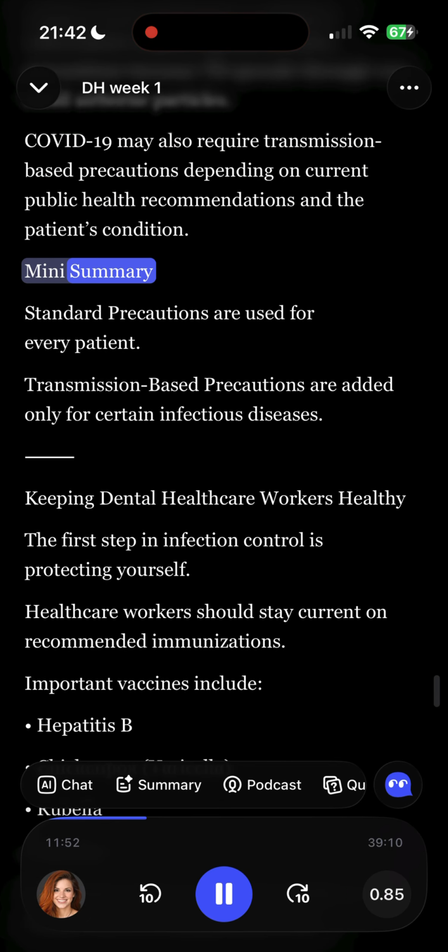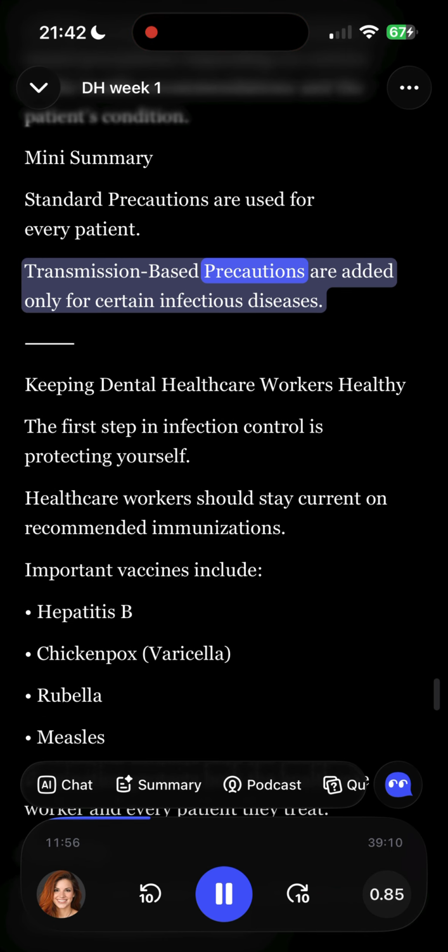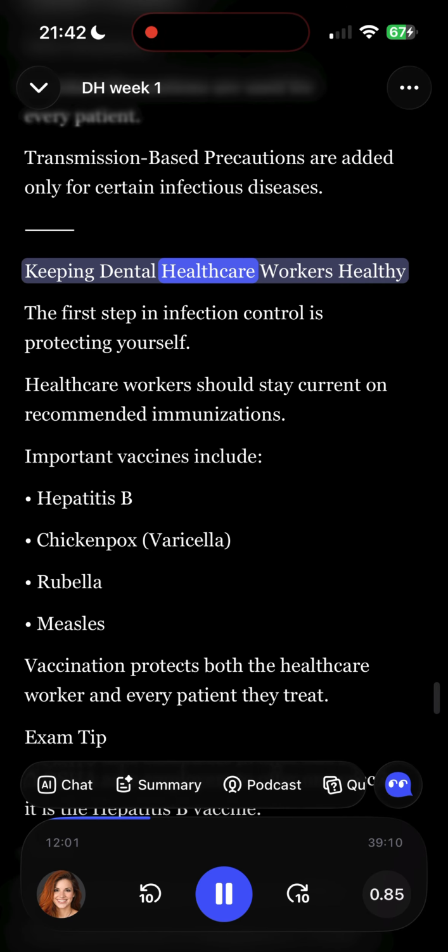Mini summary. Standard precautions are used for every patient. Transmission-based precautions are added only for certain infectious diseases, keeping dental healthcare workers healthy.